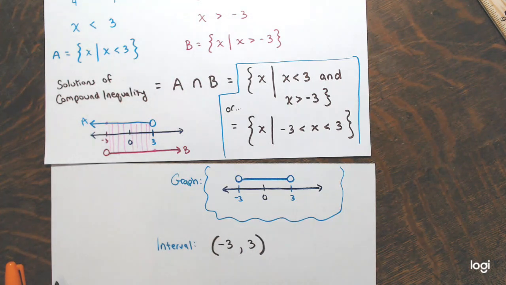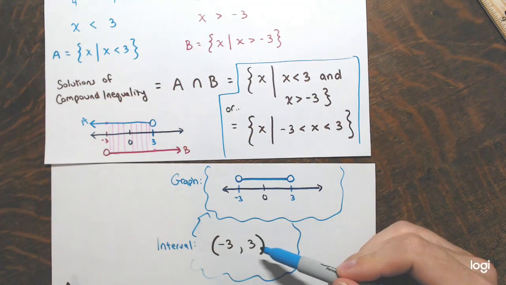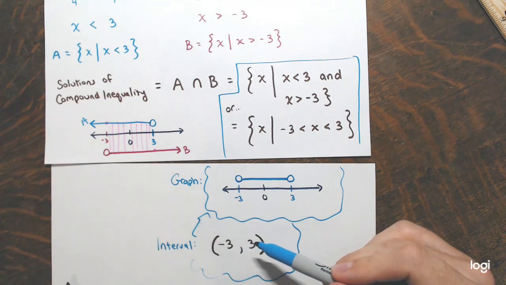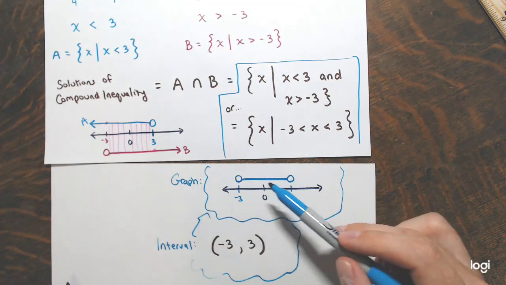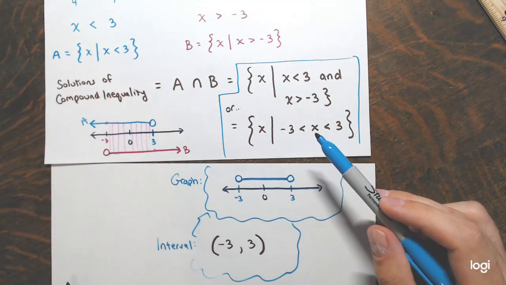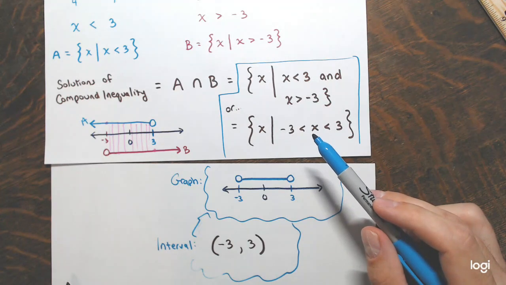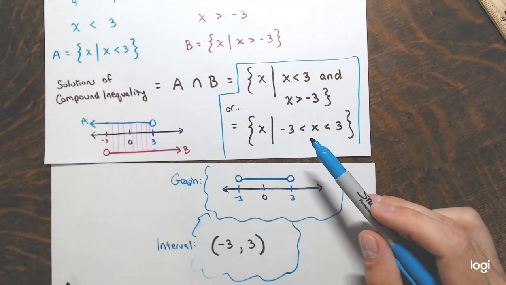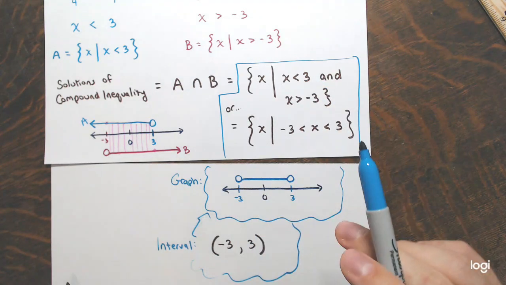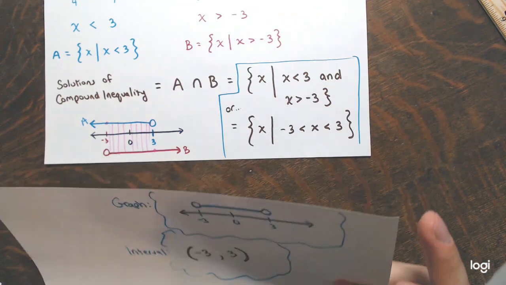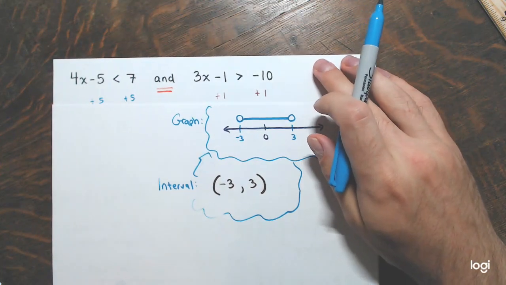All right, so here's the final piece of what they asked for. So this little interval here is representing all the numbers between -3 and 3. This graph represents all the numbers between -3 and 3. This statement up here, this set builder notation, represents all the numbers between -3 and 3. All three of these things mean the same thing. And they're all representative of the solutions of this compound inequality.